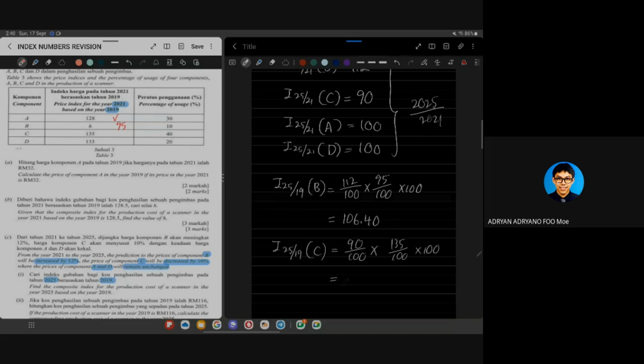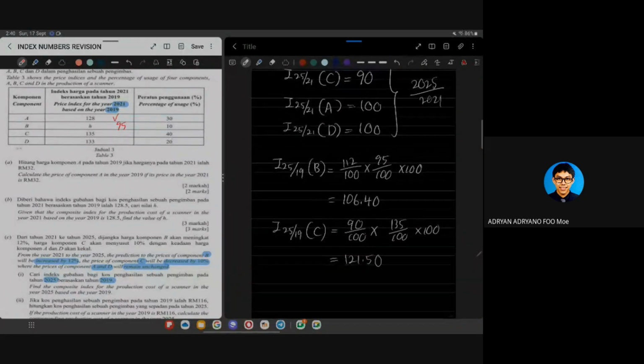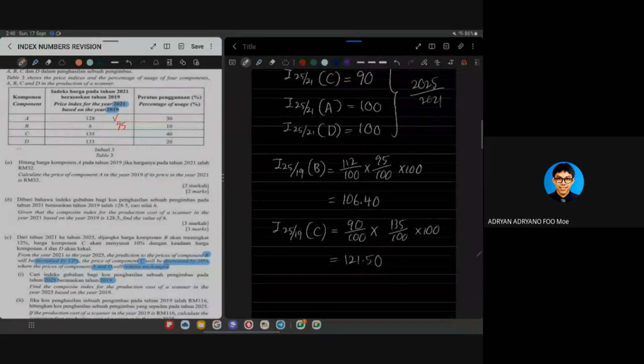135. I will get 121.50. Okay, this is B and C. So, what about for A and D? A and D, they said remain unchanged, right?